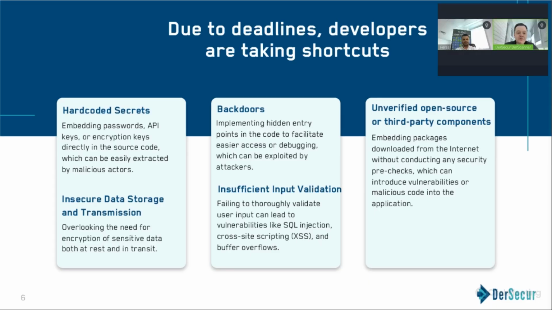And we know that during the development process, developers are taking shortcuts. For example, they may leave hard-coded secrets, such as embedding passwords, API keys, or encryption keys directly in the source code. And those can then be extracted by malicious actors. And unfortunately, sometimes encryption is not properly used, so sensitive information can be breached.